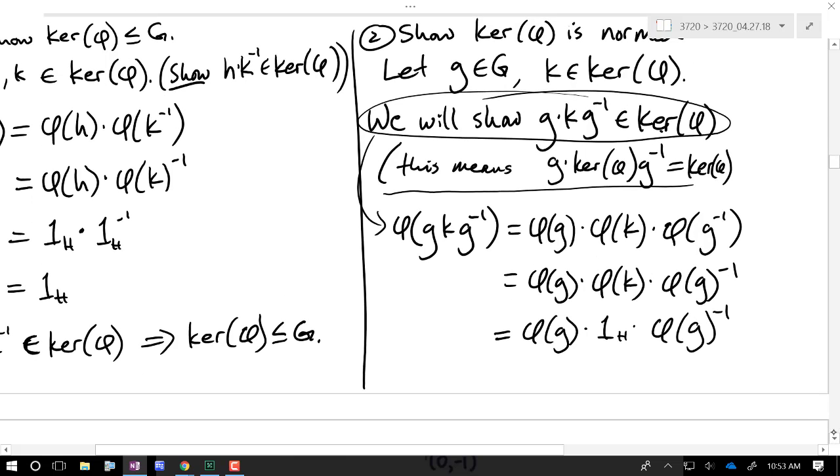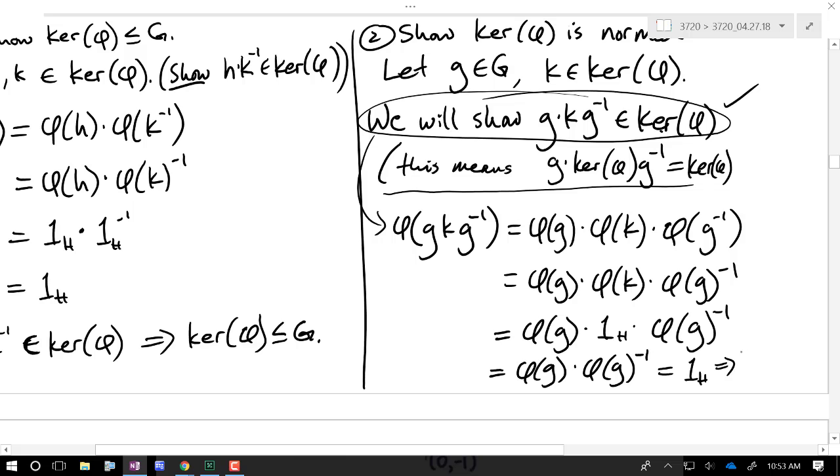But of course, multiplying something by 1, the identity element, doesn't change anything. So that actually means that this product is the same as phi of G times phi of G inverse. And what is that going to give me? Yeah, that's the identity. I multiplied an element by its inverse. That's the identity in H. And so that means that this is in the kernel.